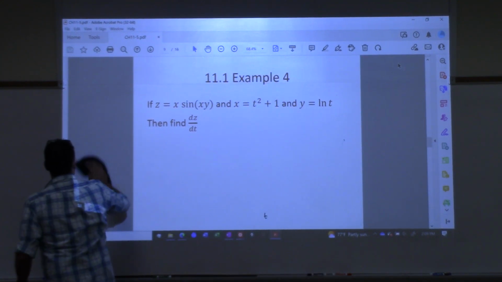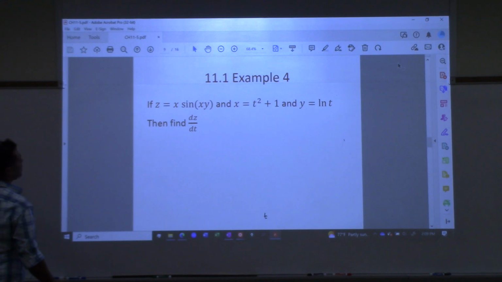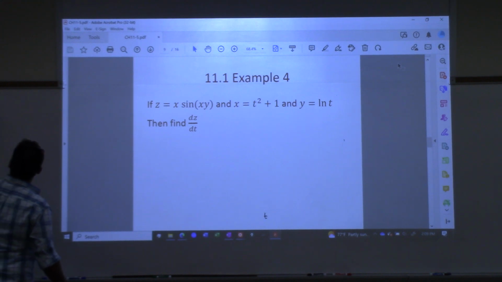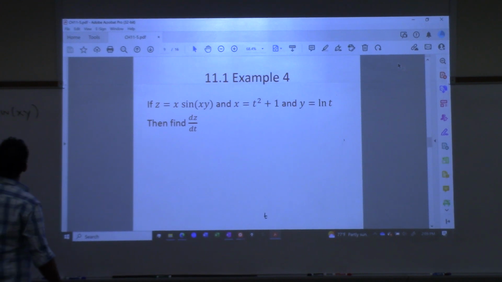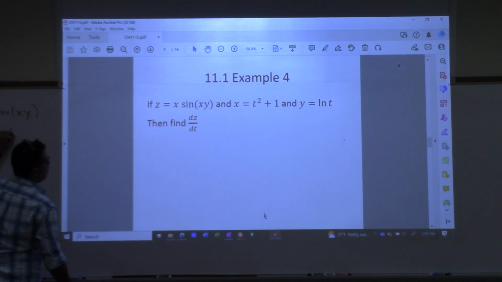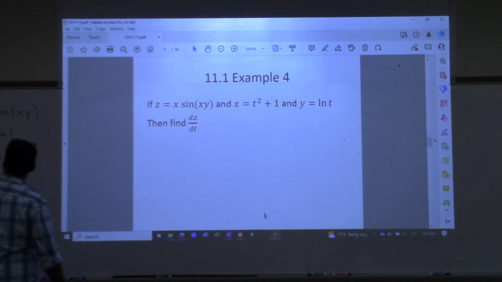I think what I'm going to do is write this down on the side so I can use the full screen. z is x sine of xy. And x, I'm telling you, is t squared plus 1. And y, I'm telling you, is the natural log of t. You're being asked to find dz/dt.